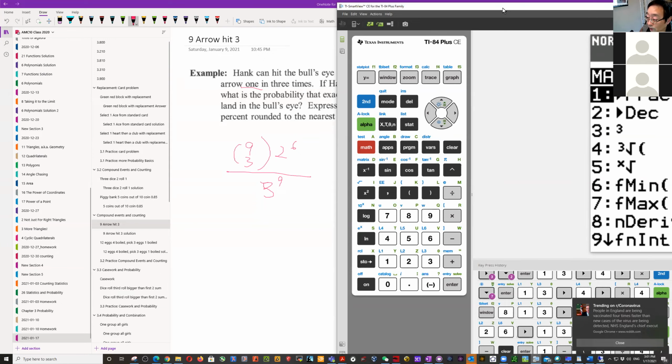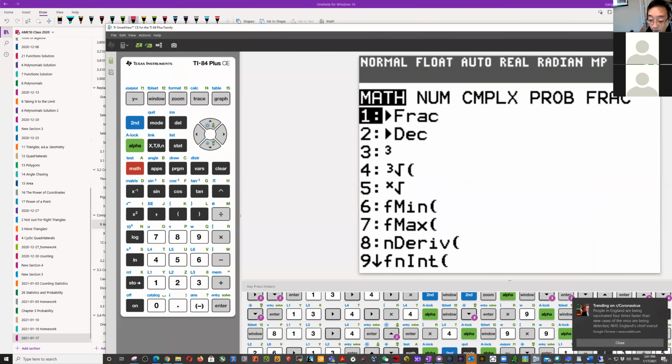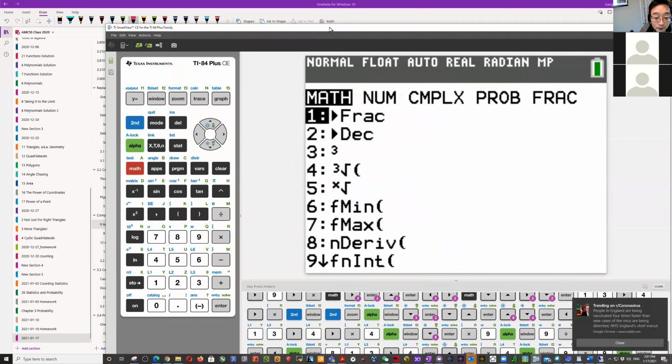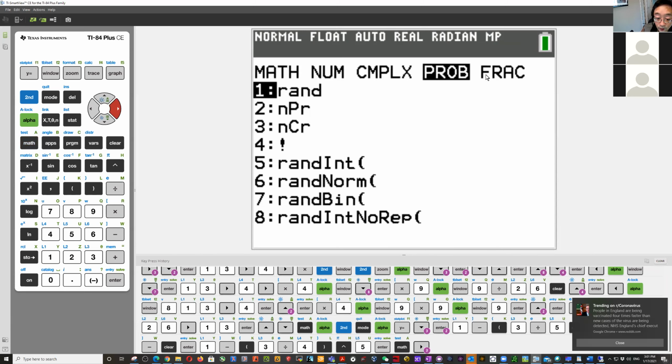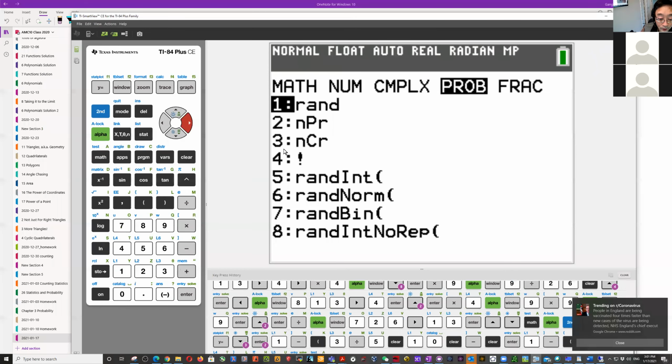Let me size it down so I can better present it. When I click math, it shows the function list. On the top bar is the probability function. So there's math, number, complex, probability, and fraction, so it has a bunch of things. You can choose, because I am doing 9 choose 3. So for 9, this is permute, and next to it is choose.